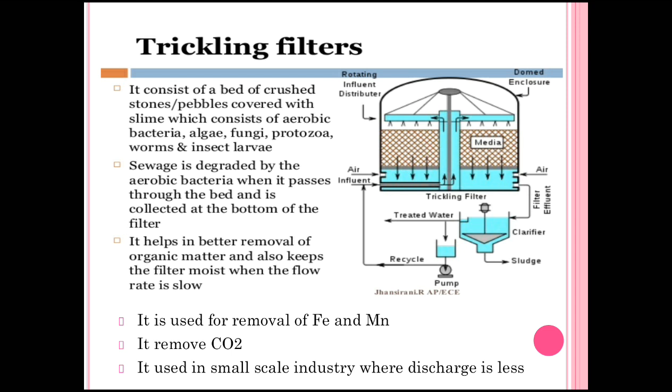This consists of a bed of crushed stone. Here we can see the small wire gauze structure. This is the structure of stone pebbles covered with a slime which consists of aerobic bacteria, algae, fungi, protozoa, worms and insect larvae. The sewage is degraded by the aerobic bacteria when it passes through the bed and it is collected at the bottom of the filter. This trickling filter is better at removing organic matter and also keeps the filter moist when the flow rate is slow.